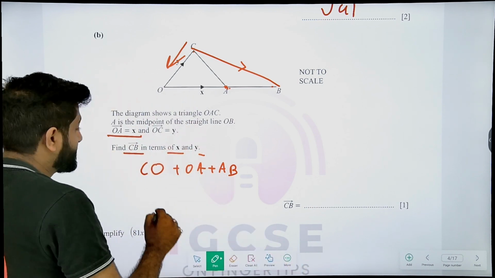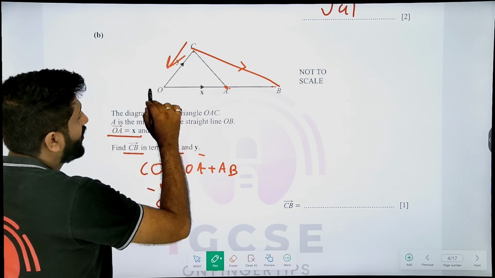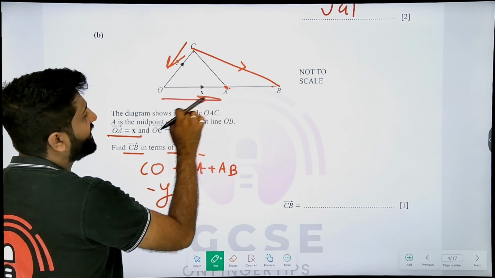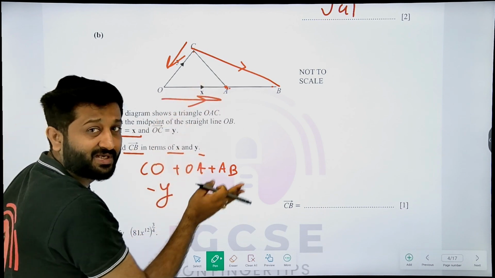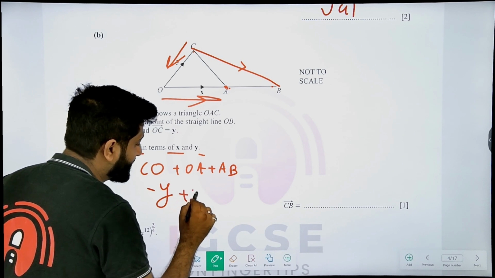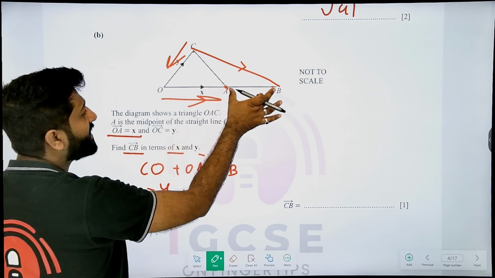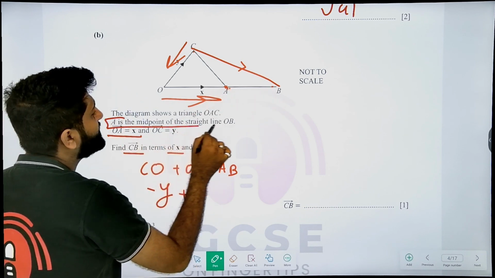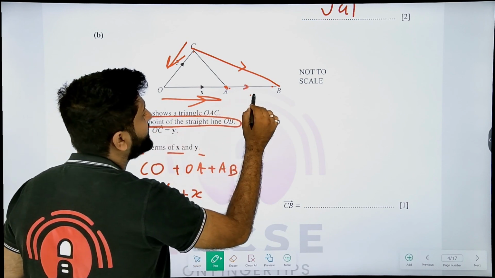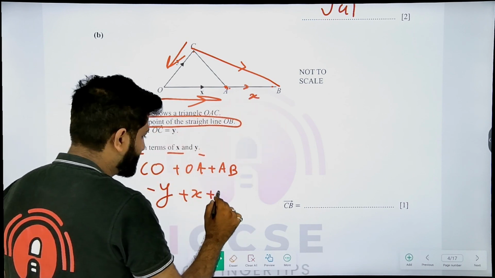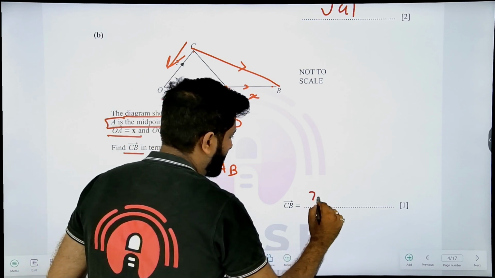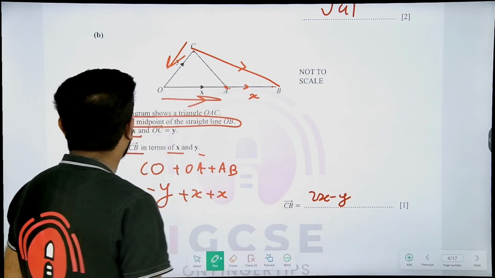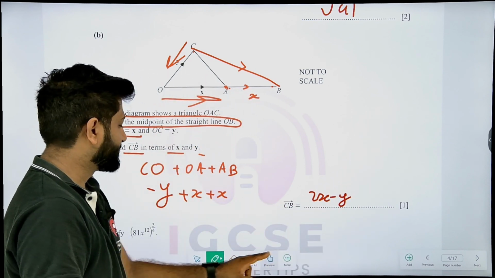So I'll write this as negative Y. OA is, I am also traveling in this direction, and X is also in that same direction. So I'll write this as X. And what is AB? Guys, I have been given that A is the midpoint. So even this is also X. So plus X. So you have 2X minus Y. This should be your answer.